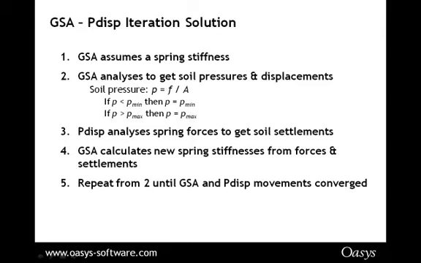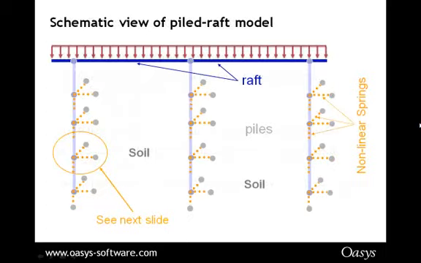So this is really what's going on under the bonnet, because all you would do is press the analysis and wait for it to converge. But it's nice for you to understand what's going on. And I've got here a schematic representation of the piled-raft model to further help you with your understanding.